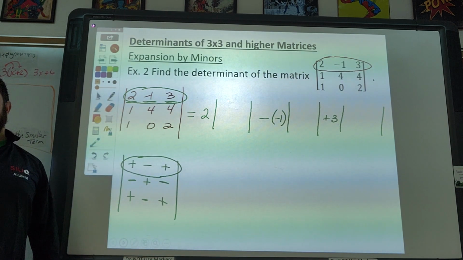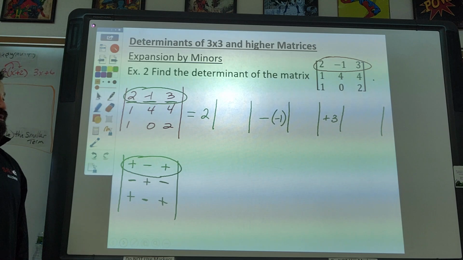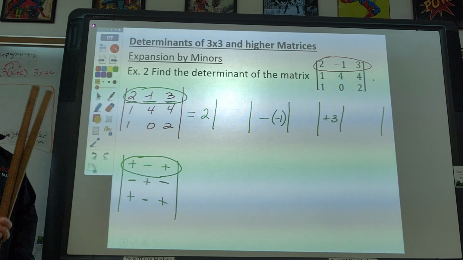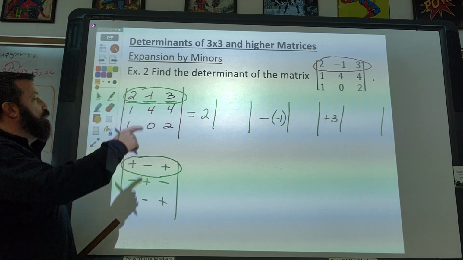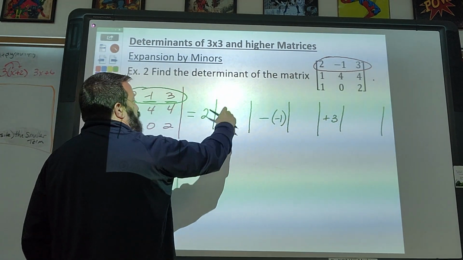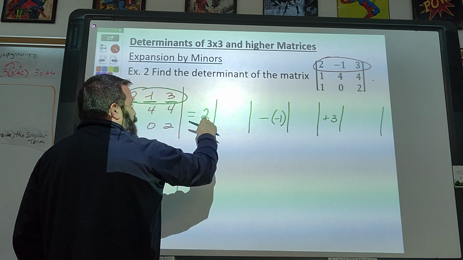And that's what they do to begin with. But sometimes you can save yourself time, and we'll talk about this in a few minutes, by using a different row or a different column. But I haven't talked about how to find the minor yet, okay? So I need to put in a 2 by 2 inside here with this 2.